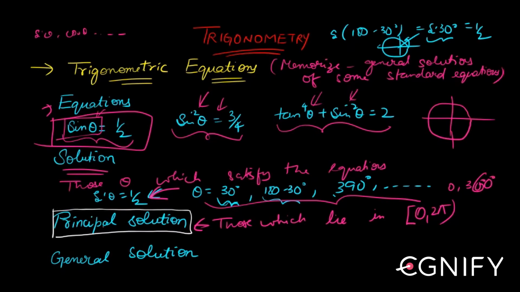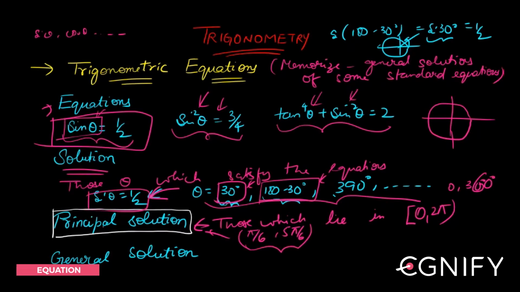So can you actually pick up from all this and tell me what are the principal solutions? Yes, the answer is 30 degrees and 180 minus 30, right, which is your 150 degrees. So because these two angles they are lying between your interval 0 to 2 pi, they are your principal solutions. So I can say that pi by 6, which is 30 degrees, and 5 pi by 6, which is 150 degrees, these two are the principal solutions to this equation. But how many solutions exist? Infinite. How many are principal? Only 2, because only these two lie in this interval 0 to 2 pi.